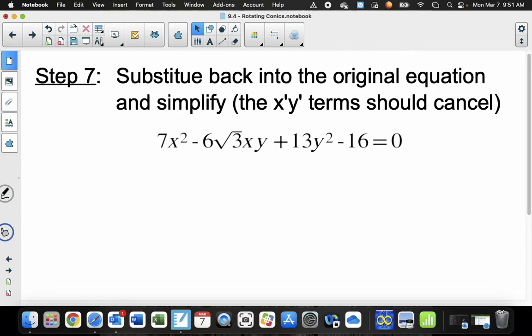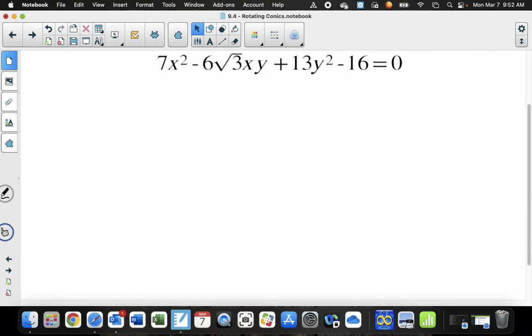So now we're going to substitute this back in. What should always happen on these problems? The x prime, y prime terms should cancel out. That's why we're doing all of this work, is because in the end, the x prime, y prime should cancel and go away. And then we'll be back to a conic section. All right, so here we go.